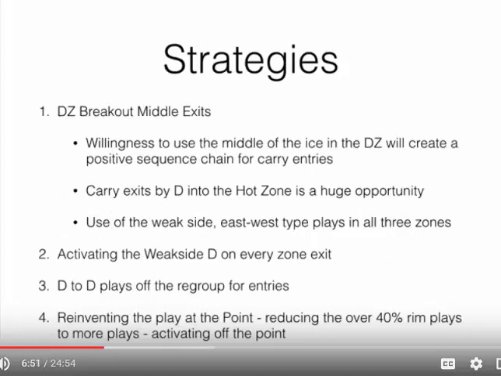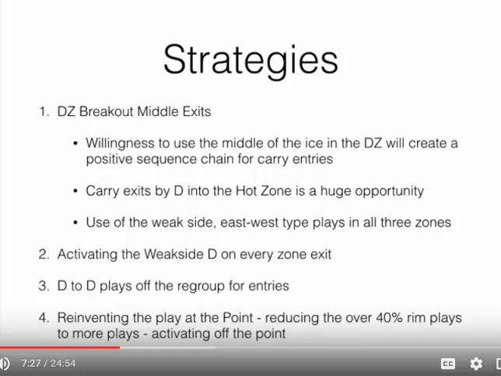So what are the strategies coming out of this? There's enough for the numbers. What do we need to do to be better? One of the things that's clear is we've got to find ways to get through the middle of the ice. For sure, we have to have a willingness to use the middle of the ice to create a positive sequence chain for carry entries. So the fact that we can come through the middle of the ice on the exit is going to set us up nicely for a carry entry on the entry. Carry exits by the D into the hot zone is a huge opportunity. We can get up there. The opportunity is we get in there, but we don't make good plays once we're in there.